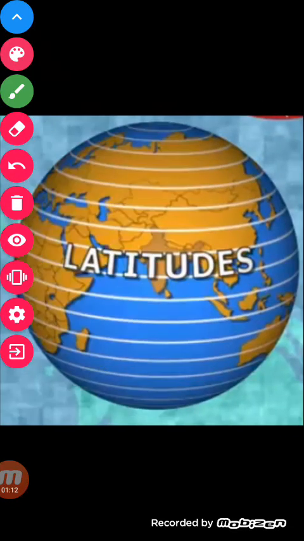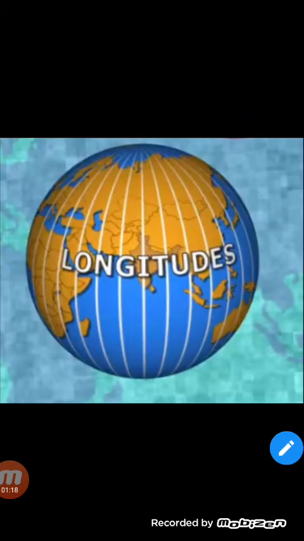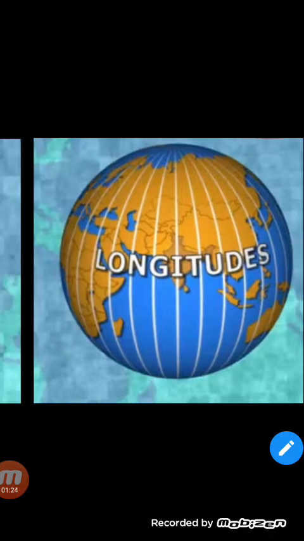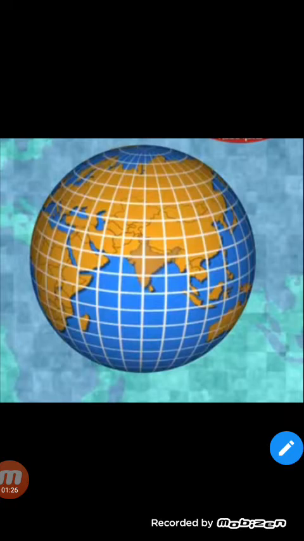As we can see here, this is latitude. Latitude means horizontal lines on the globe, and longitude means vertical lines on the globe, as we can see in this picture. Next, these are imaginary lines used to locate any place on a map. So we can say that all countries lie between 2 latitudes and 2 longitudes.